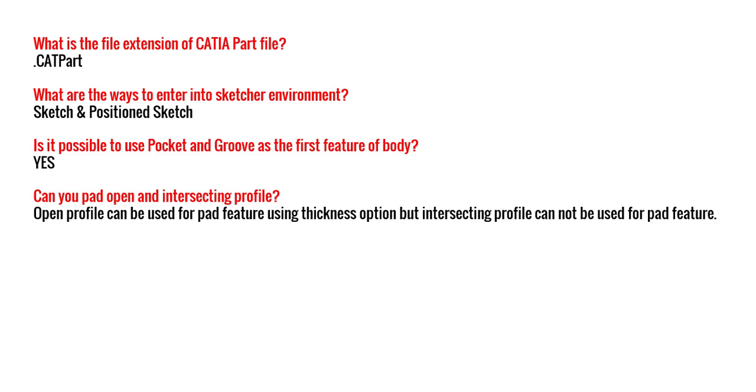Similarly, pocket will be applicable on open loop sketches if the thickness is on. But pad or pocket are not applicable on the intersecting profile. If a particular entity is crossing or intersecting with another entity, then definitely we cannot apply the pad feature, we cannot apply the pocket feature.